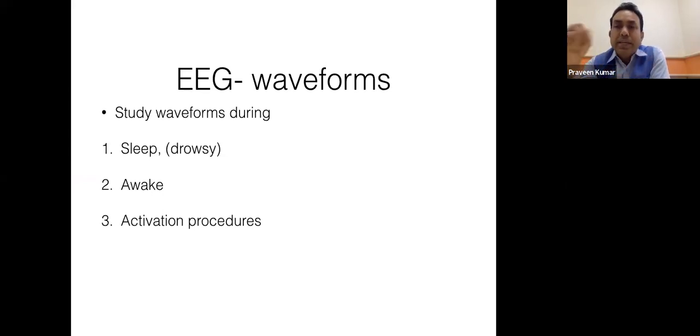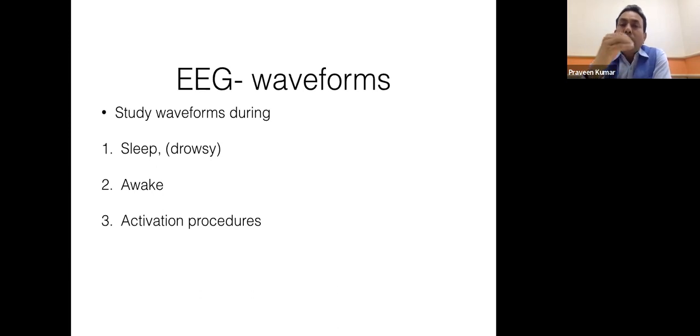So now comes the interpretation of the EEG waveforms. As I mentioned to you, these waveforms have to be seen in 3 clinical contexts basically. The first is age, because age has a lot of variations in the waveforms, their frequency, their morphology. The older you become, your waveforms are much more on the slower side.